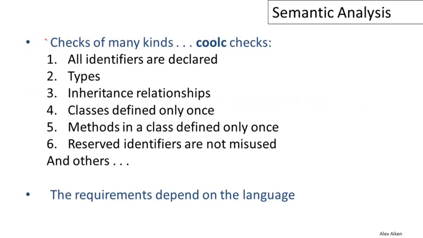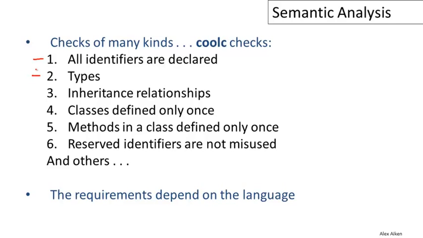So what does semantic analysis actually do? In the case of coolC, it does checks of many different kinds, and that's pretty typical. So here's a list of 6 classes of checks that are done by coolC, and let's just run through them quickly. First, we want to check that all identifiers are declared, and we also have to check that any scope restrictions on those identifiers are observed.